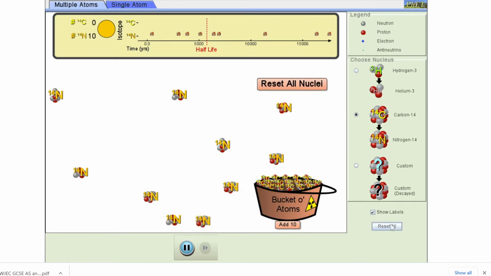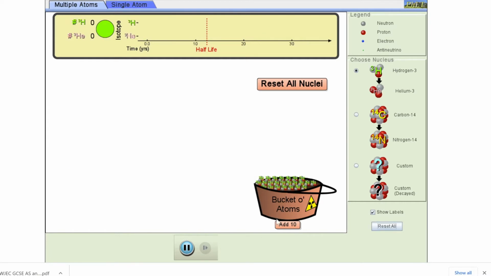Now, we're going to reset it all, and this time we're not going to have carbon. We've got hydrogen. You could do the same with hydrogen, look, but hydrogen has a totally different half-life. It's got about 12,000 years. And you can see out of the 10 atoms, 7 have actually decayed before, and we've got 3 after there.